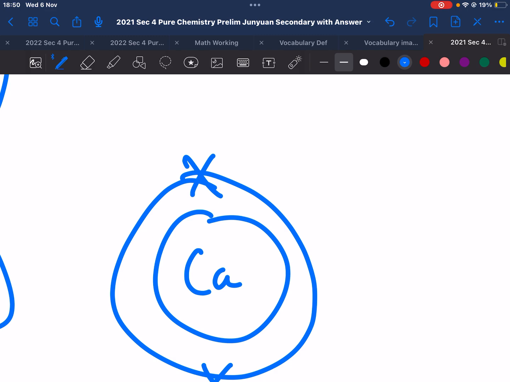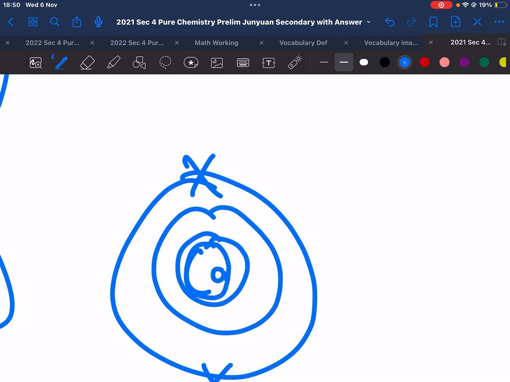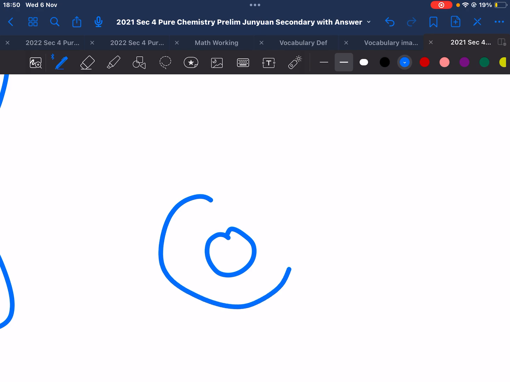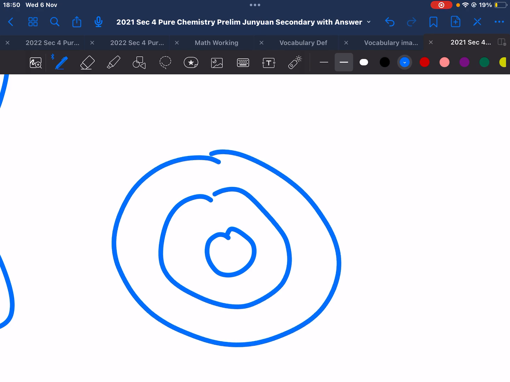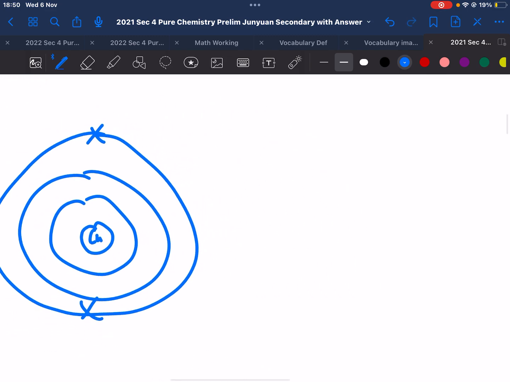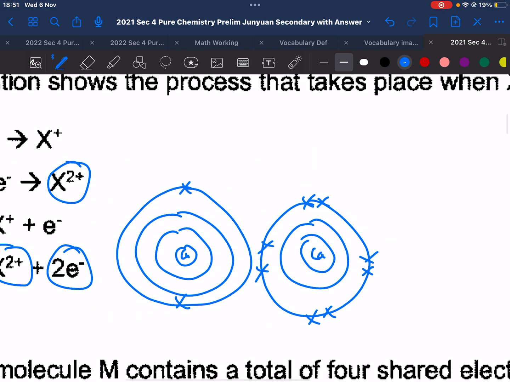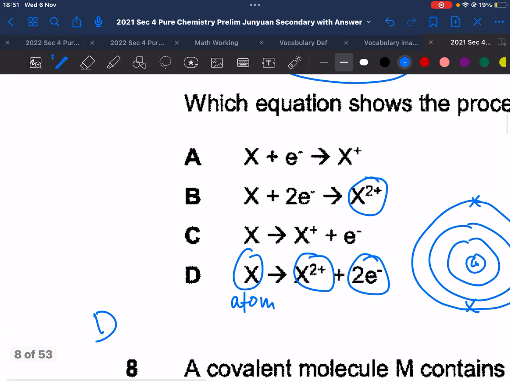Let's redraw it. 1, 2, 3. Okay, it'll be something like that. Then when it loses 2 electrons, it will become just 3 shells, where all of these are fully filled. Okay, this will be my calcium ion. So it will lose 2 electrons, so the answer should be D. The answer should be D.